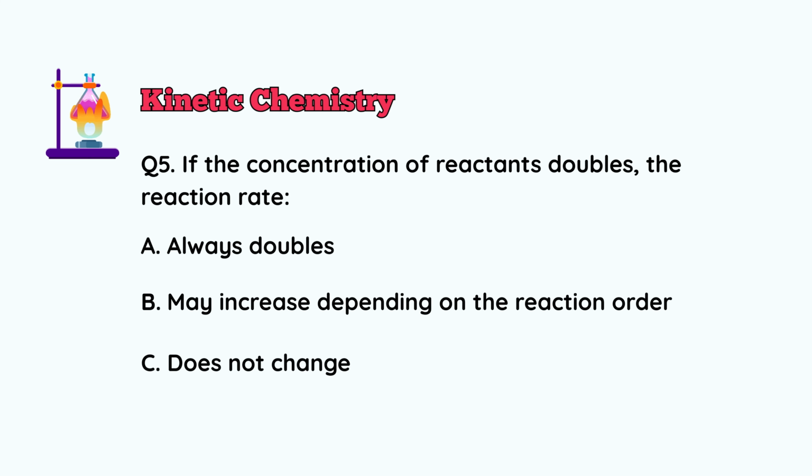Question 5. If the concentration of reactants doubles, the reaction rate, A, always doubles, B, may increase depending on the reaction order, or C, does not change. The answer is B, may increase depending on the reaction order.